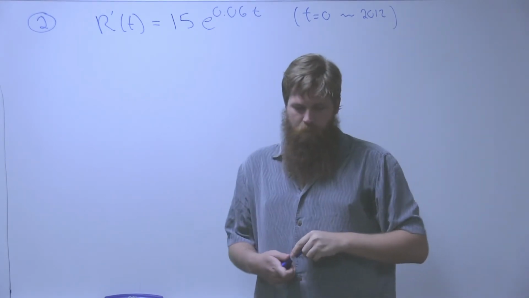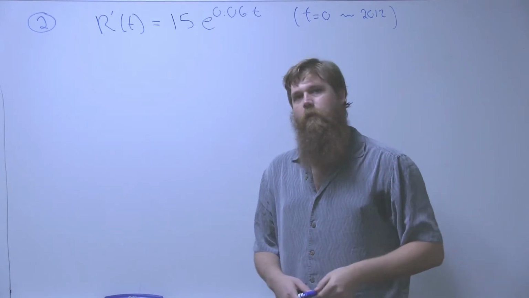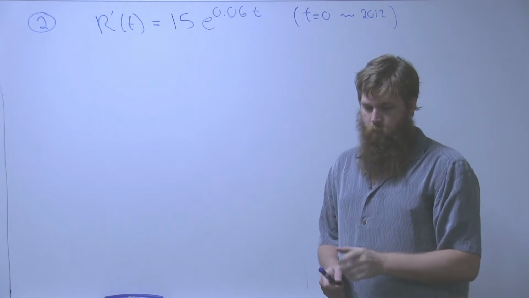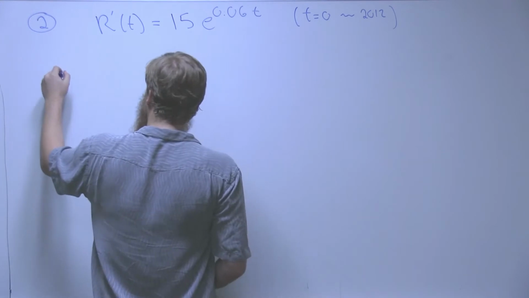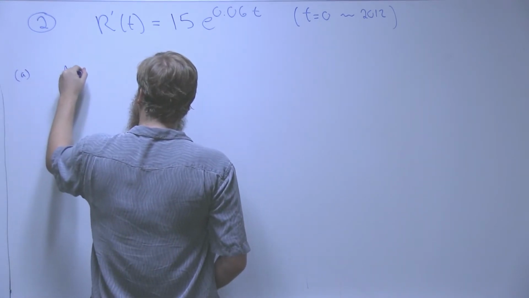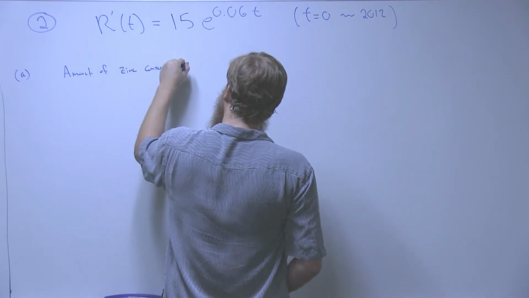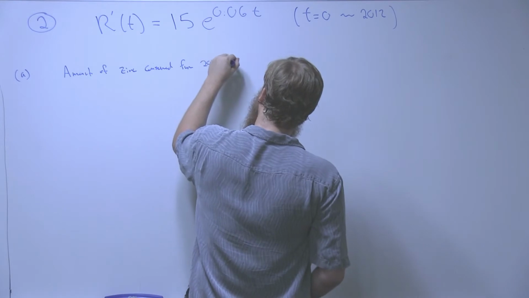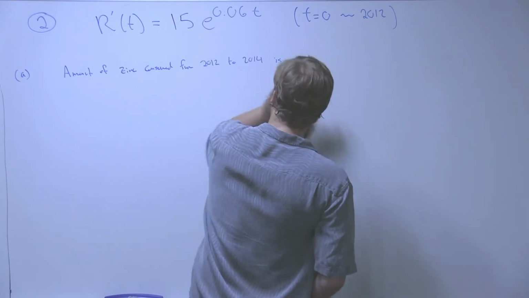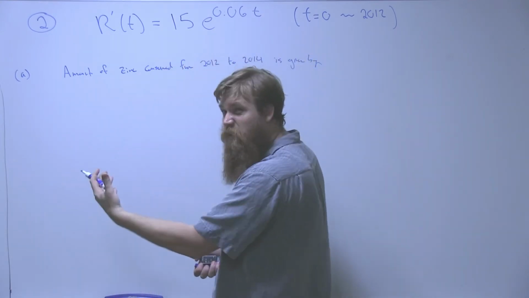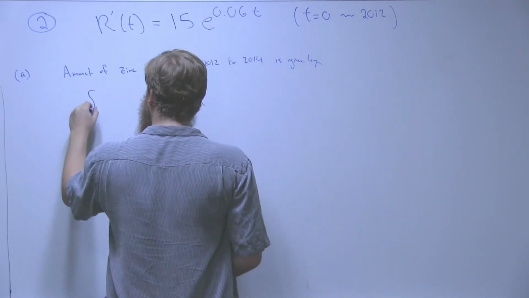It's a two-part problem. In part A, we're asked how much zinc was consumed between 2012 and 2014. That is, when t goes from 0 to 2. In order to find that out, we'll integrate this fellow. So the amount, I should say part A, amount of zinc consumed from 2012 to 2014 is given by, we'd like to add up the amount of zinc that's consumed at each moment between those. And since this represents the instantaneous consumption, we can get that by integrating.